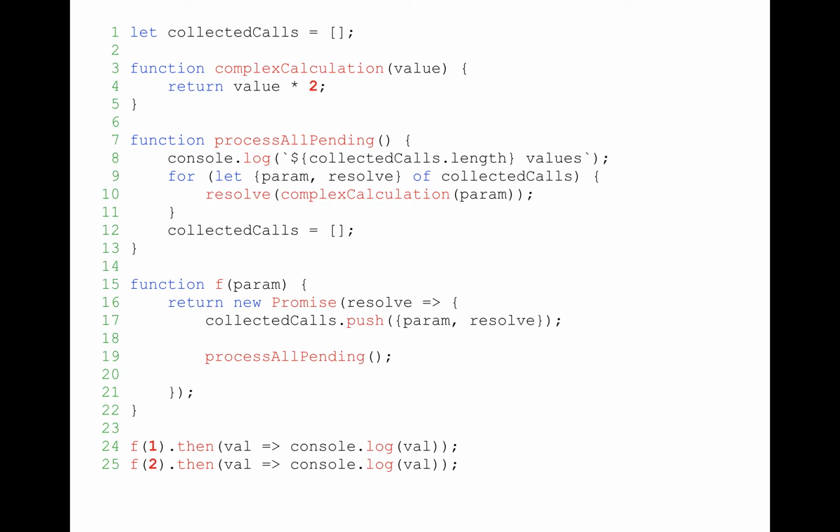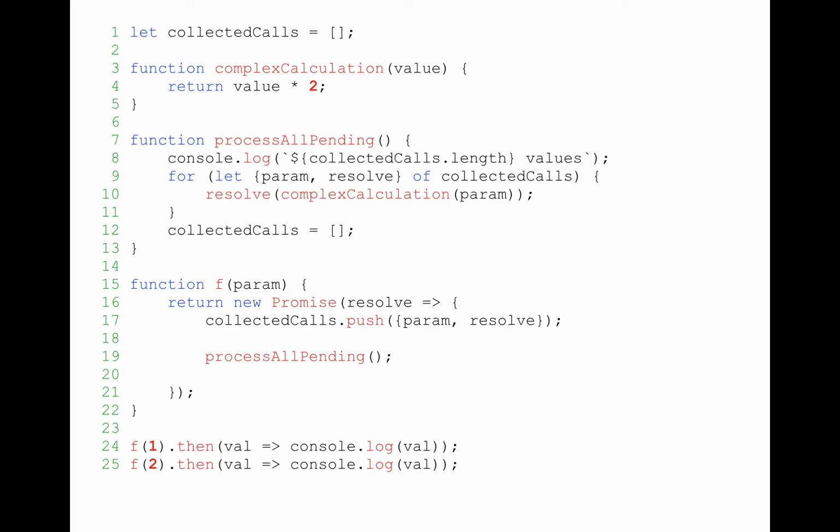And then we're going to call, at line 19, a processHoldPending function, defined at line 7, that's simply printing the number of values that have been collected and then going through each one of them, calling the complex calculation, and then resolving the promise. And of course, clearing up the array.